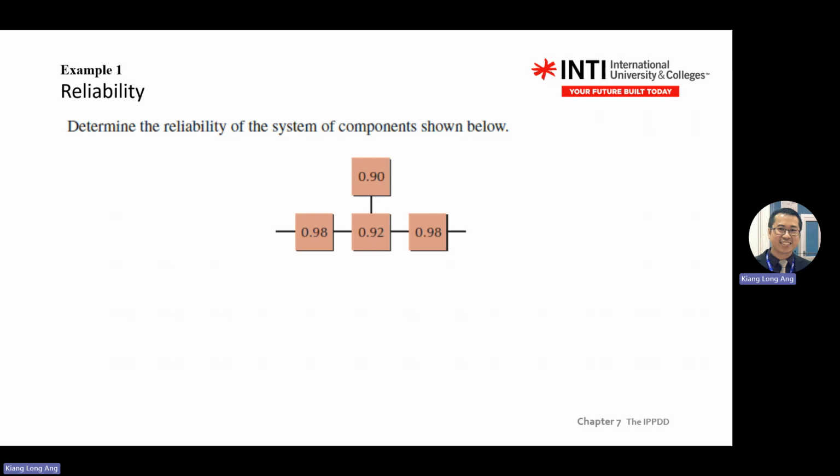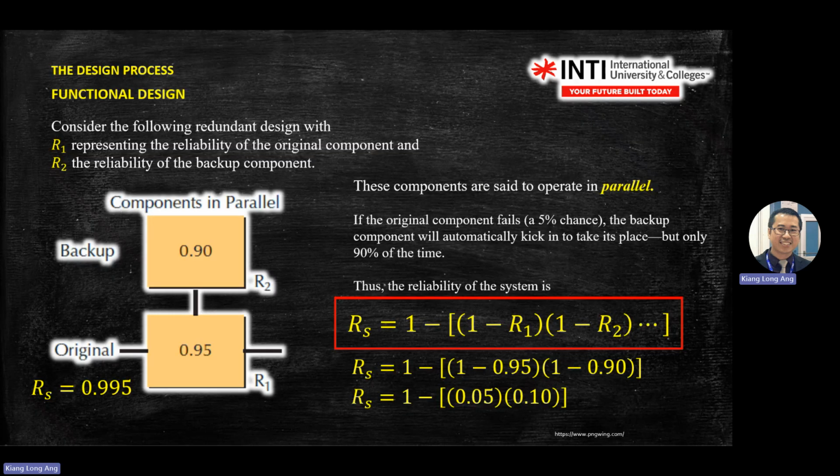Determine the reliability of the system of the components. It's like a circuit. There are two equations to use, as just now. There is a parallel system and a series system, like your circuit diagram. When it's parallel, Rs equals 1 minus bracket 1 minus R1, bracket 1 minus R2, and so on. This is series: R1 times R2, and so on.